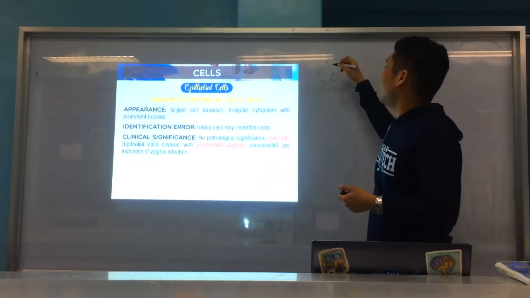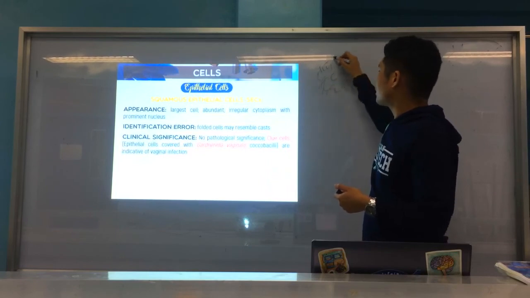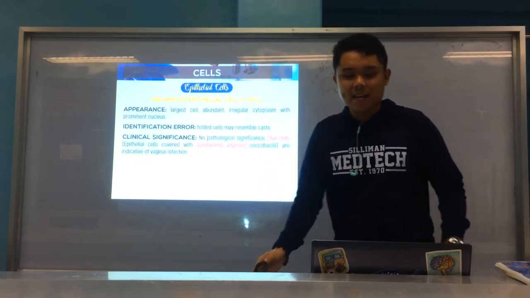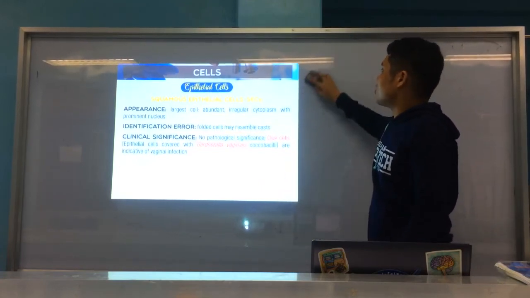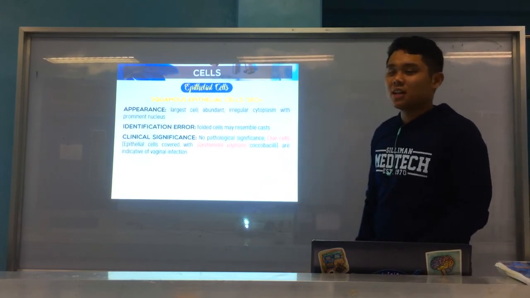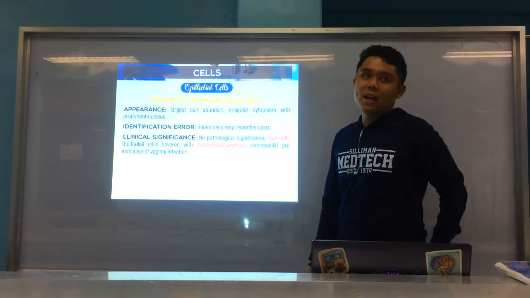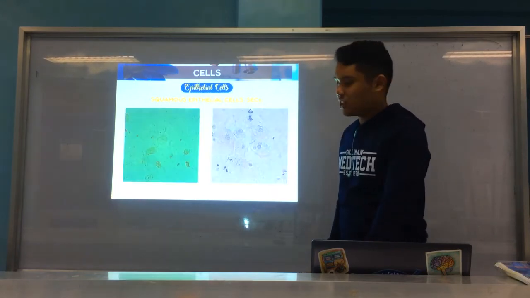Sorry, guys. Bacteria are so abundant that they reach the outside and surround the cell. That's a clue cell, okay? And it is indicative of Gardnerella vaginalis infection or bacterial vaginosis. But most of the time, squamous epithelial cells are non-pathologic, unless you see clue cells. Again, which is indicative of Gardnerella vaginalis infection, bacterial vaginosis.